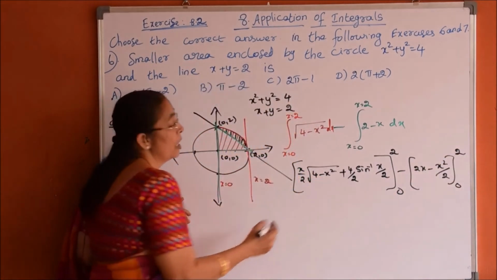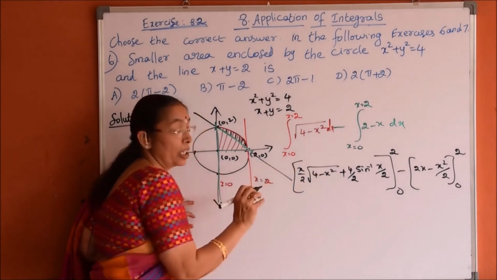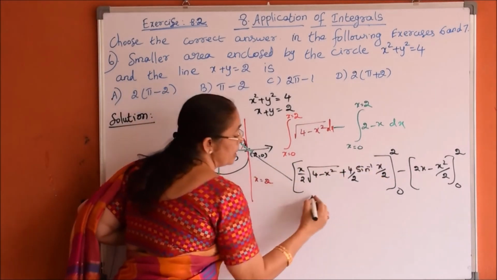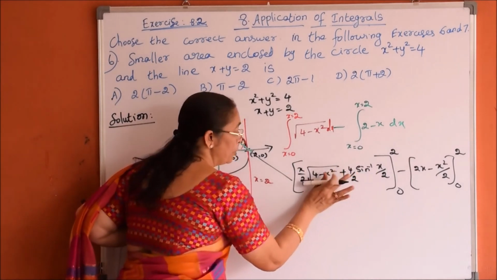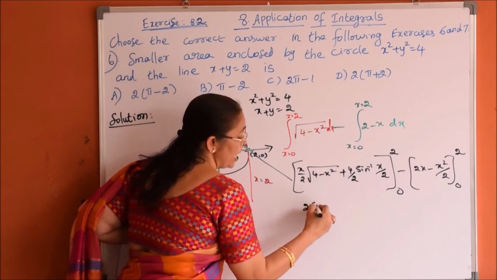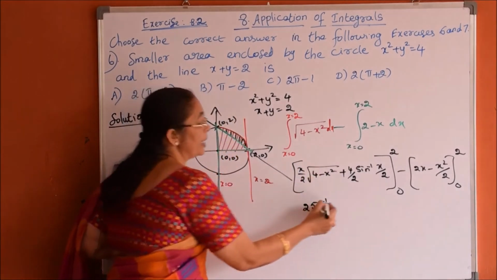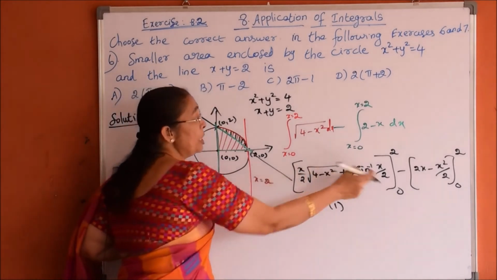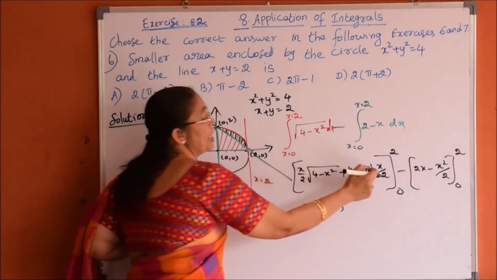So, here for the upper limit, when we apply it, 4 minus 4 will become 0, since 2 square is 4. So, we apply the upper limit only for the second part, which is 4 by 2, nothing but 2. So, 2 sin inverse of 2 by 2, that is 1. And for the lower limit, both the terms will become 0, because here 0 into and here also 0.